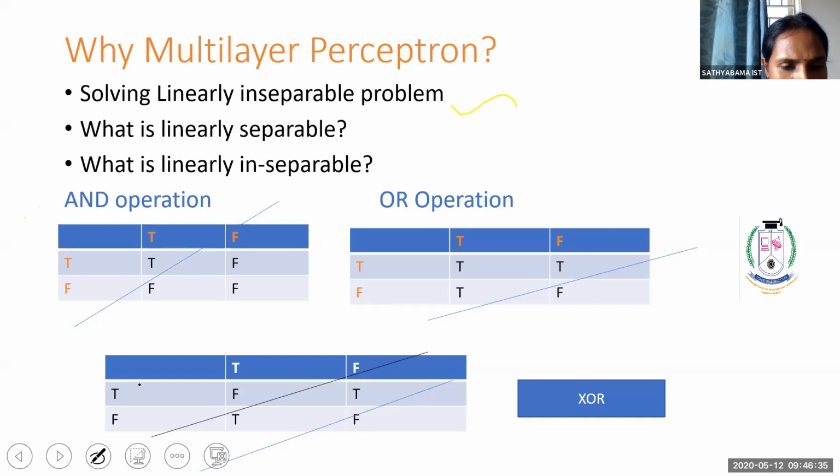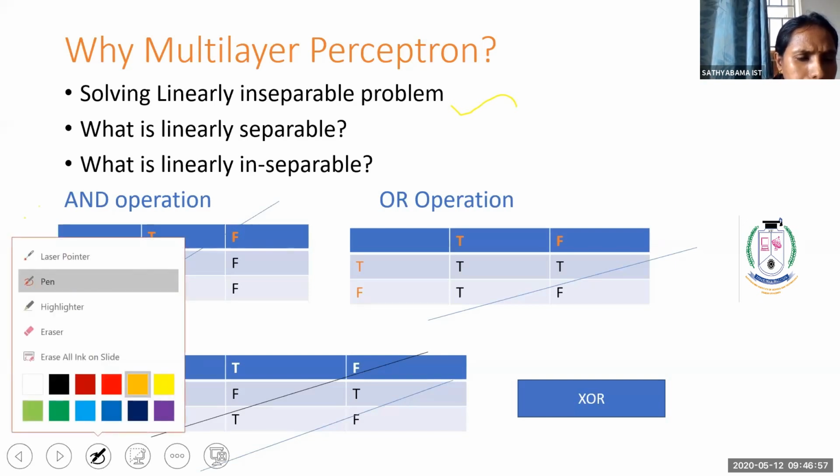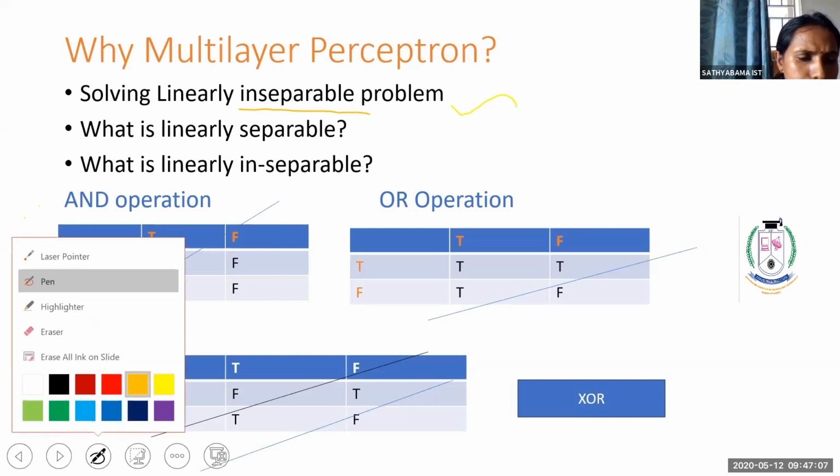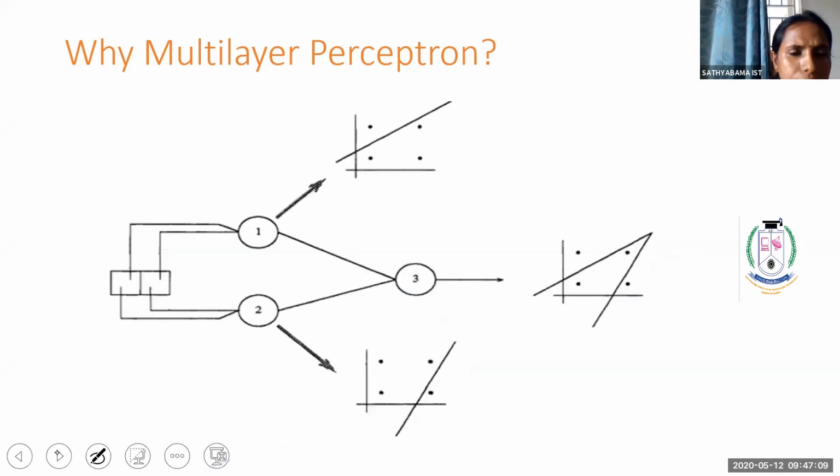For the linearly separable problems, your AND operation as well as OR operation, you can solve them by using a single layer perceptron. But in XOR, by using a single layer perceptron, you cannot solve this kind of linearly inseparable problem. That is what we said: your multi-layer perceptron is going to solve the linearly inseparable problem. How we are going to solve that, we will discuss now.